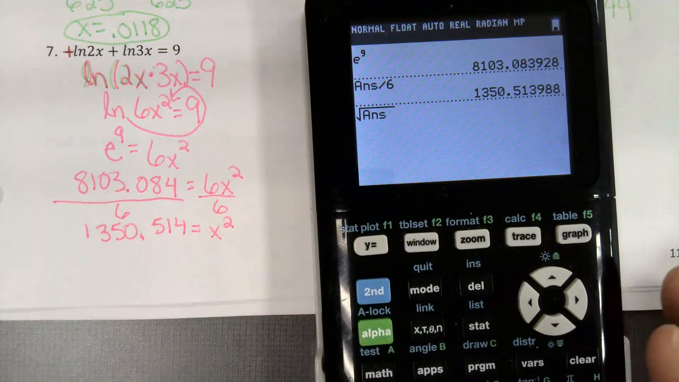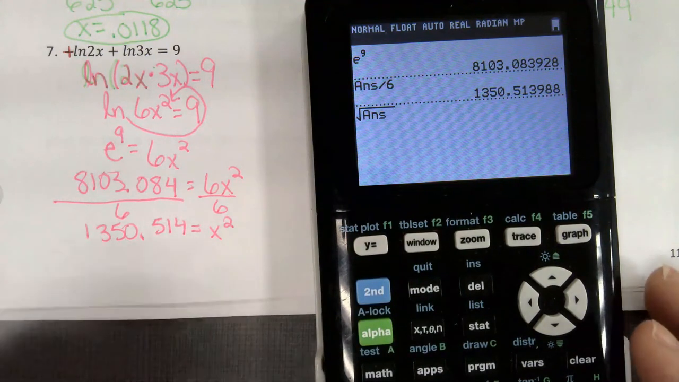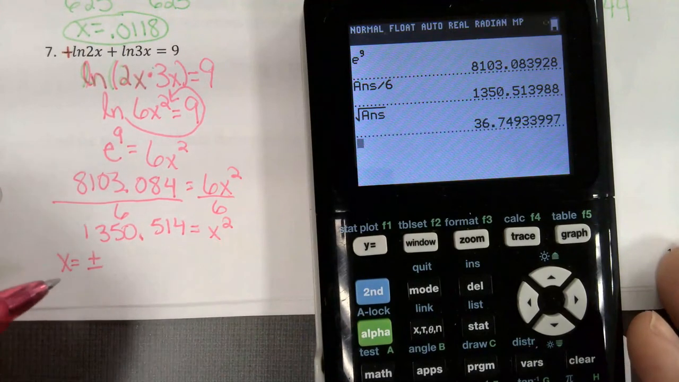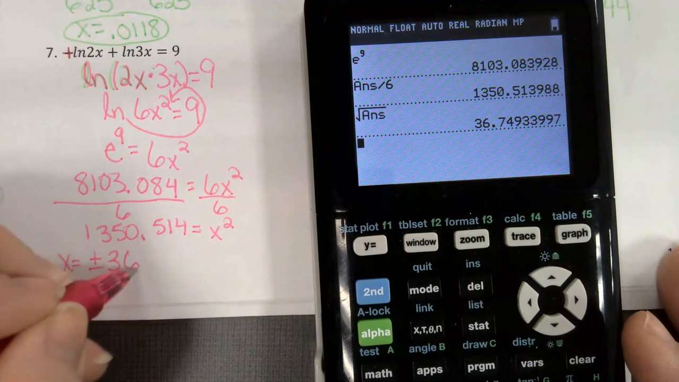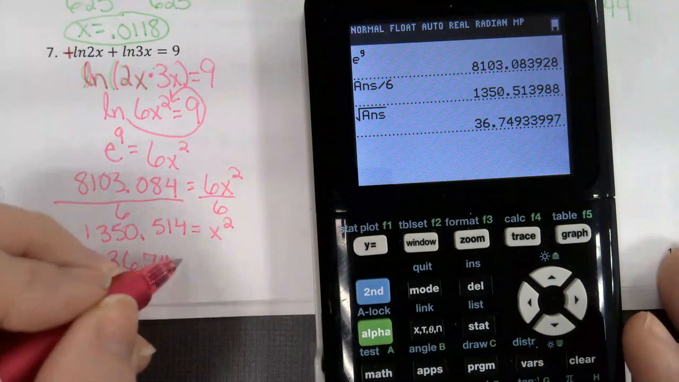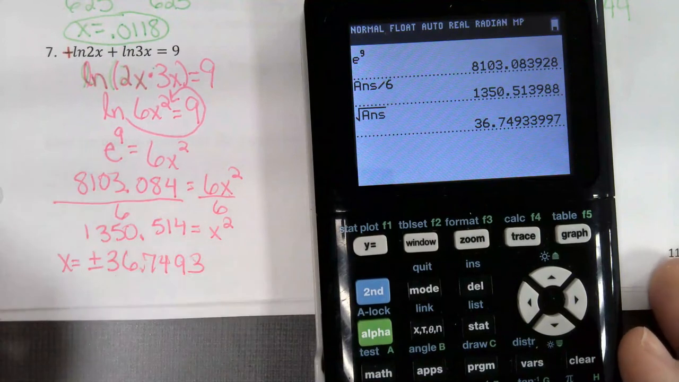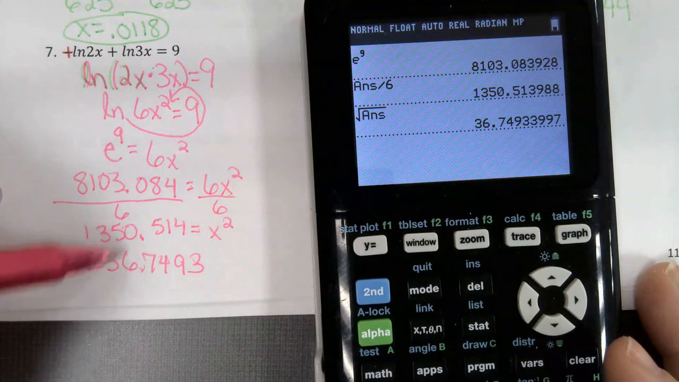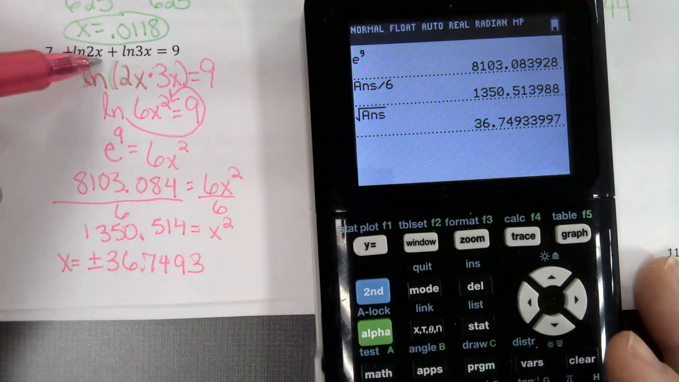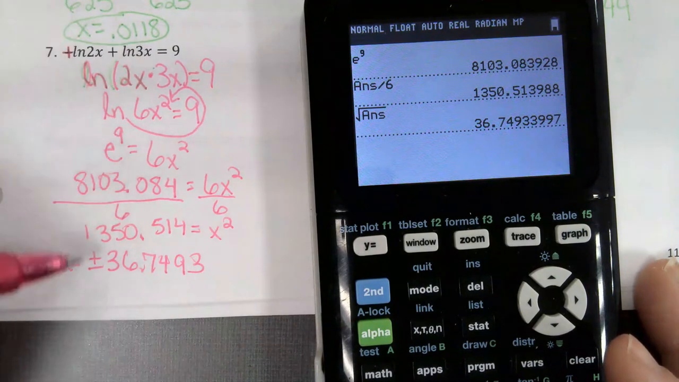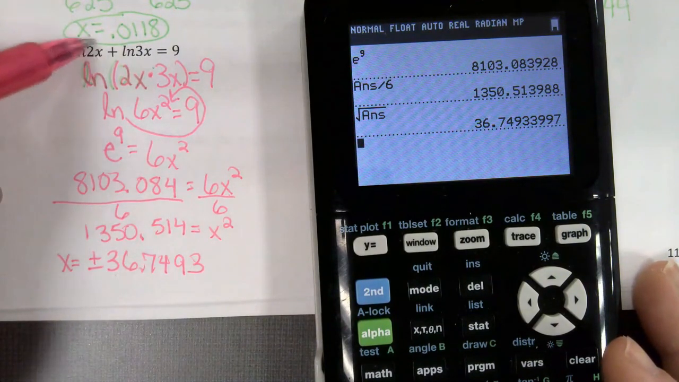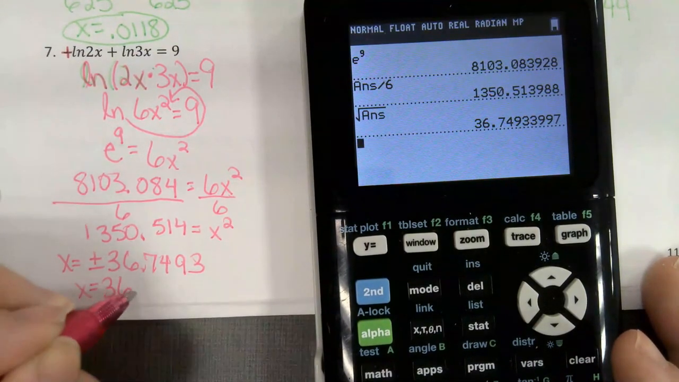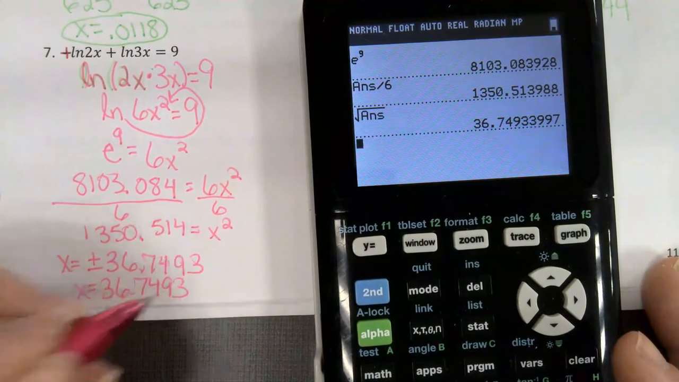Then we'll square root both sides. And second and the negative button calls that entire number up there. We're going to put a plus or minus sign in front of it. So we have plus or minus 36.7493. And let's check to make sure that this isn't going to be extraneous. Positive 36 into here gives me a positive number and a positive number. Negative 36 plugged in for x gives me a negative of. So I want to only include positive 36.7493.